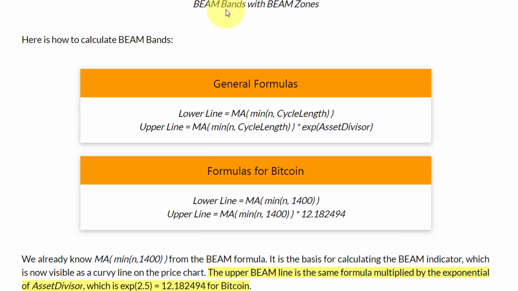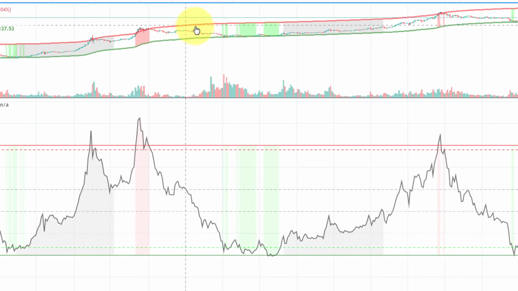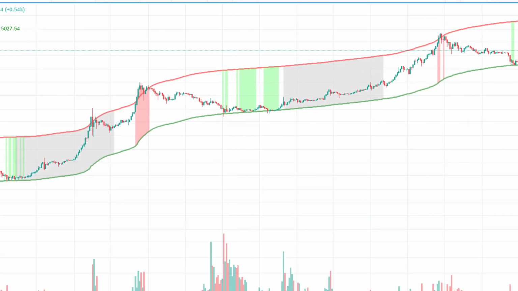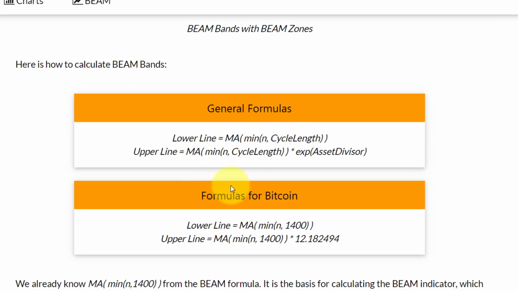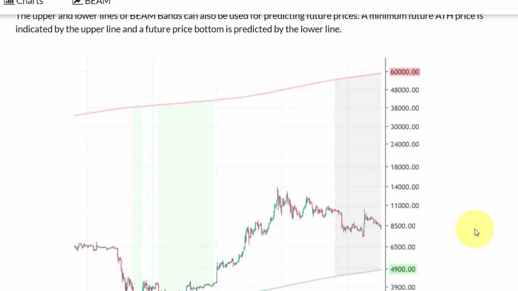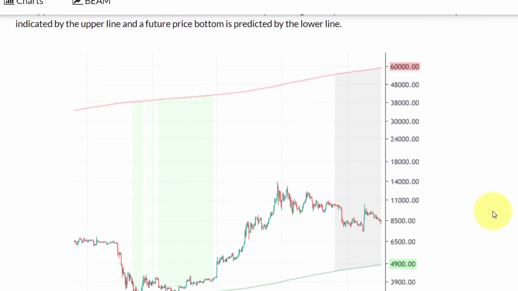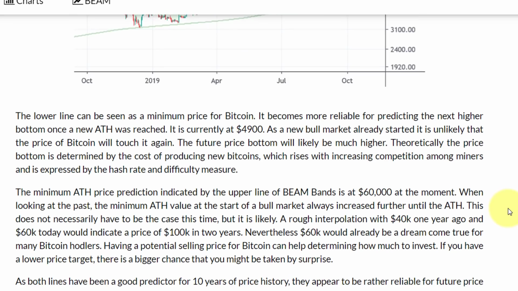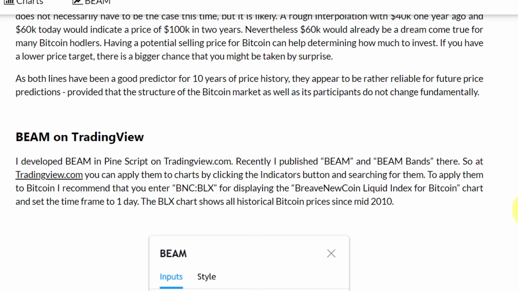So the beam bands, which is the upper one that we showed you on the price chart, that's this guy up here. That's calculated in a similar way. There's a formula again for you math geeks. The upper beam line is the same formula, but it's multiplied by the exponential asset divisor, which is 2.5. So you get a multiple of 12, and that gives you that upper line. That formula does a pretty good job of marking the tops of the Bitcoin cycles.